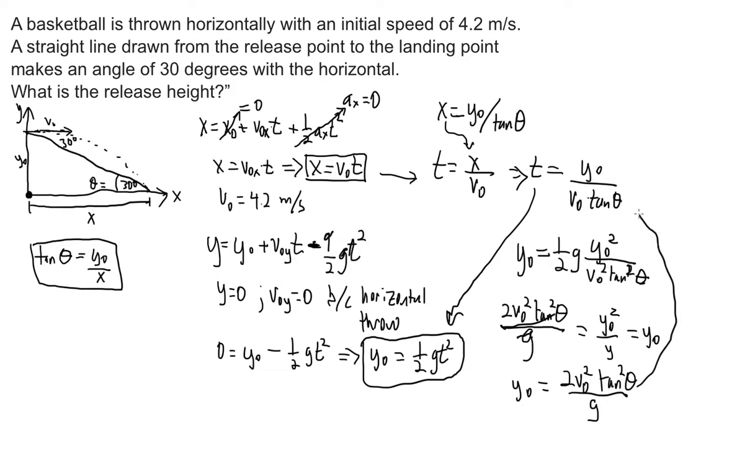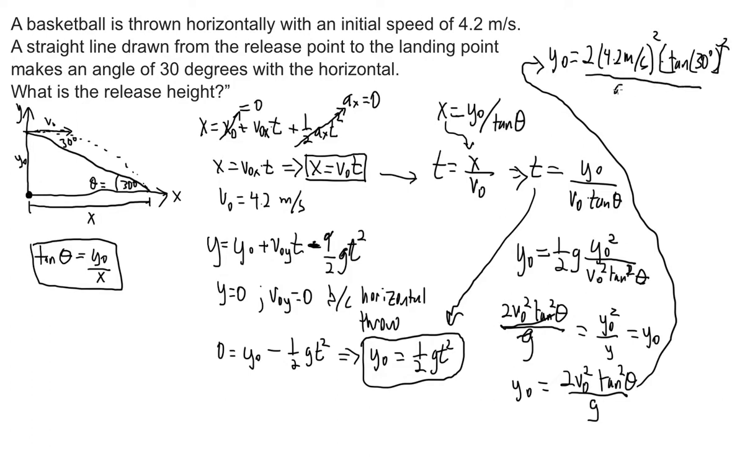I got some space up here, so I'm going to go way up here and plug in the values. y naught is equal to 2 times 4.2 meters per second quantity squared times the tangent of 30 degrees, and this is squared, all over 9.81 meters per second squared. And if I plug in the values to my calculator, I get the answer is 1.2 meters. And that is what's in the back of the book. So we give ourselves a pat on the back.